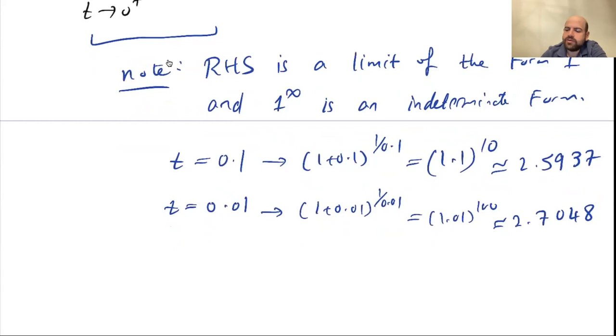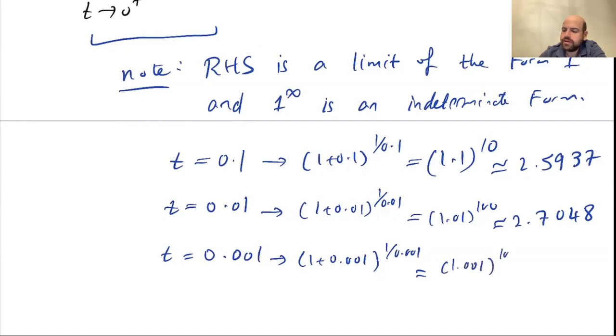And if t is, in the next level, 0.001, then we'll have 1 plus 0.001 to power 1 over 0.001, and that's going to be 1.001 to power 1000. That's 2.7169.